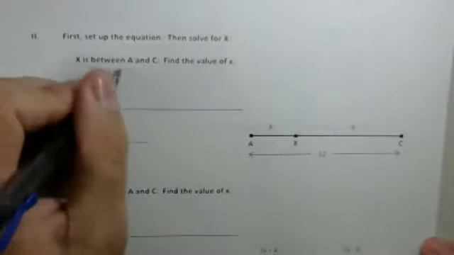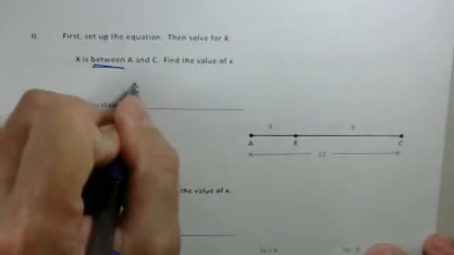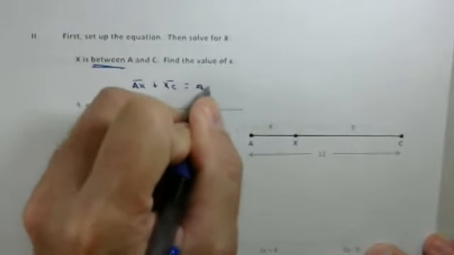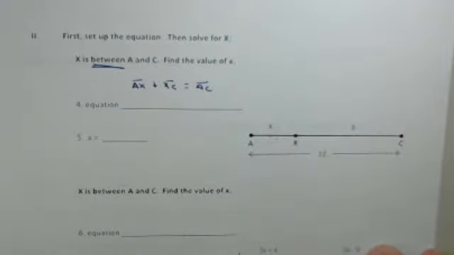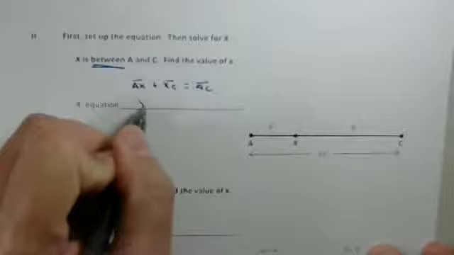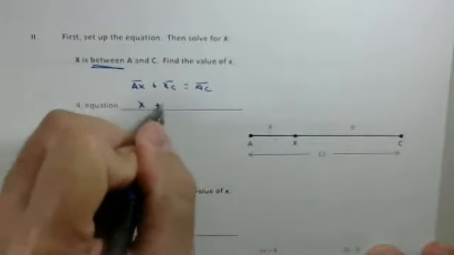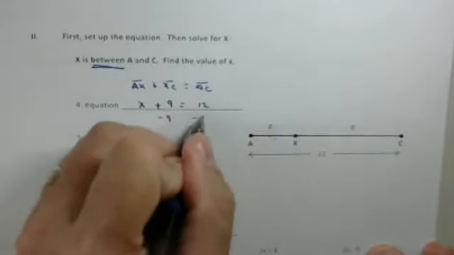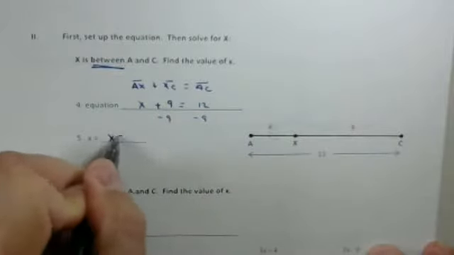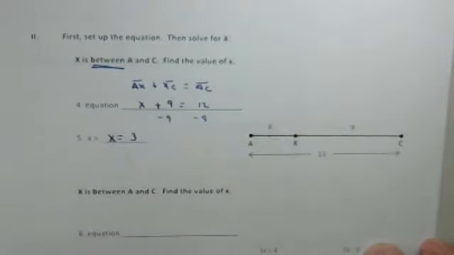Now moving on to questions 4 and 5. Notice the key word is between. Anytime we see between, that means that part plus part equals total. So part plus part equals total. Now we substitute. The value of AX is x. The value of XC is 9. And then the whole thing AC is 12. So now we subtract 9 from both sides, and we get x equals 3.